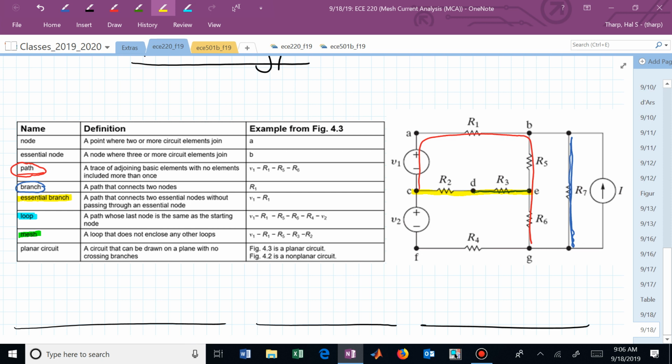And they illustrate another one. They go through V1, the voltage source, through R1 in their third column. That's an essential branch. It connects two essential nodes. A branch just connects two nodes. Those nodes do not have to be essential.